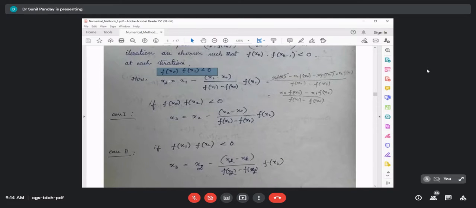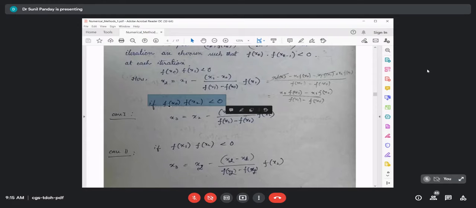So you can see this is our formula: x2 = x1 minus (x1 minus x naught) upon (f of x1 minus f of x naught) into f of x1. Here, if f of x naught into f of x2 is less than 0, then we replace x2 by x1, and this is our new formula. So the first step is the same, but the second step is different. In the secant method, instead of x naught we have x1, but in regular falsi, on the basis of this condition we have to change the variable.